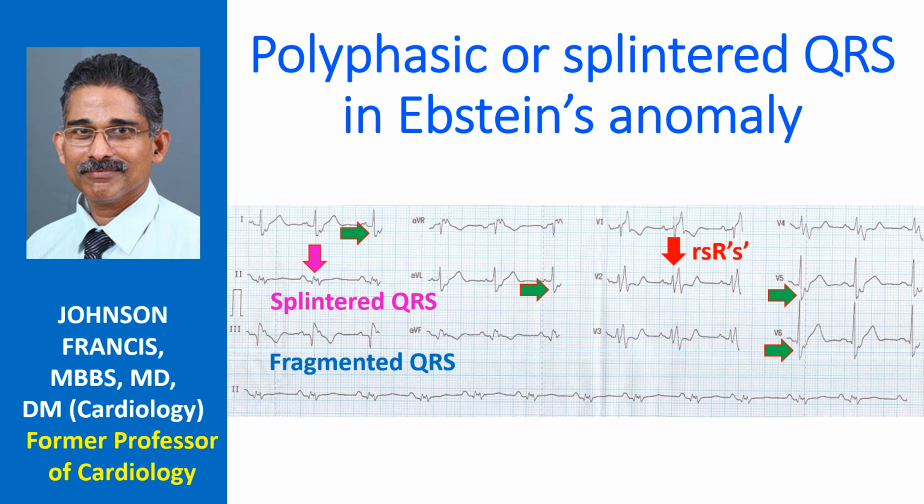Tall P waves due to gross right atrial enlargement in Ebstein's anomaly have been called Himalayan P waves, though not seen in the ECG illustrated here. Himalayan P waves are also described in tricuspid atresia.